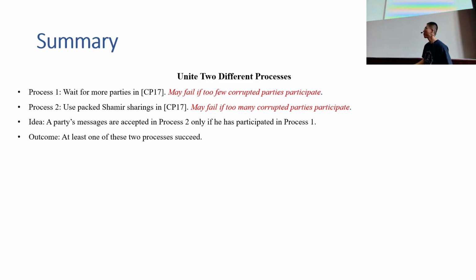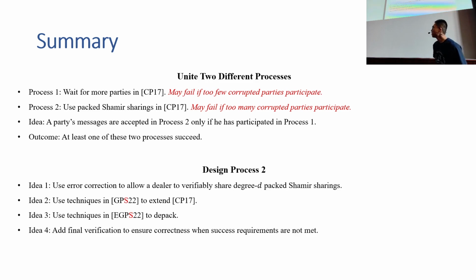For the first process, we just follow the previous approach, except that we wait for more successful dealers. And for the second process, we can use error correction to let all the parties secret share degree T packed secret sharing. Then we use the previous approach to extract a Beaver triple, and then we depack. And finally, we add a verification protocol to ensure that all the parties can obtain correct triples, or they can detect it.